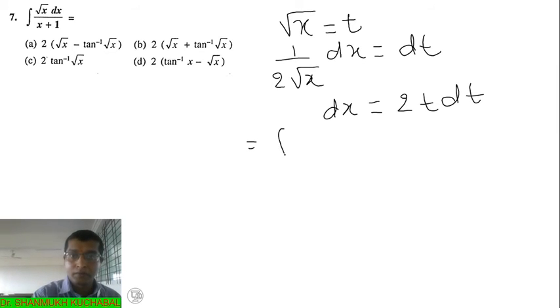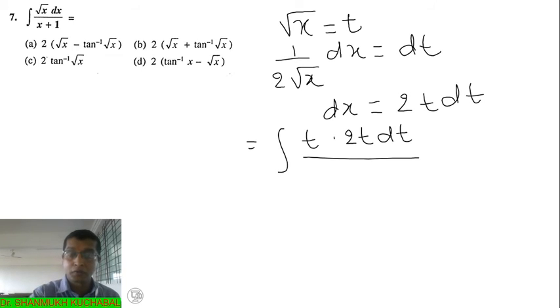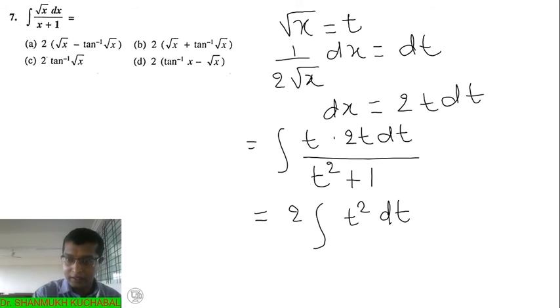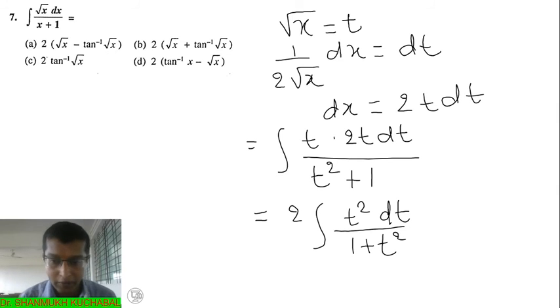Then this is equal to the integration of root x, which is t, and dx, which is 2t dt, and the whole divided by x plus 1. So root x is t. If we square it, x equals t square, so I can write t square plus 1. Further we can simplify this: 2 is a constant, keep it outside. So it is t square dt divided by 1 plus t square. So now we have to integrate this.